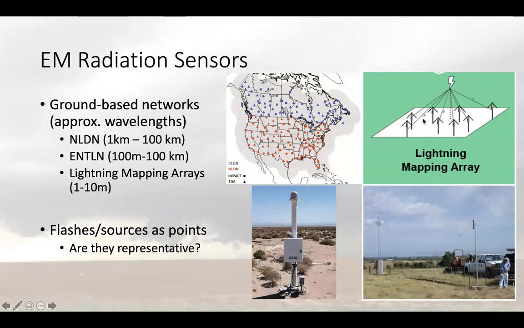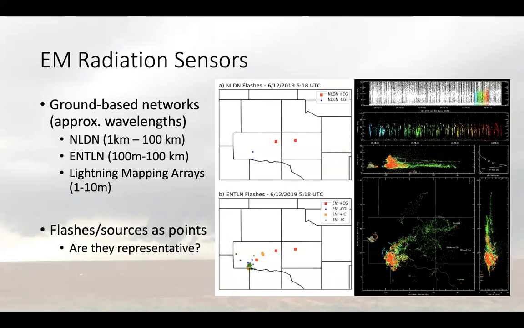And what they're actually measuring is the individual breakdown as the flash is propagating. So you can get a three-dimensional view of the propagation of lightning flashes from the individual sources or points. To show data comparing these two networks, we can look at the NLDN flashes, the ENTLN flashes, and the LMA flashes. This is all from 1 minute of data over the same time period and region.